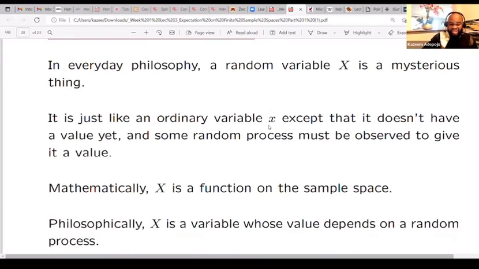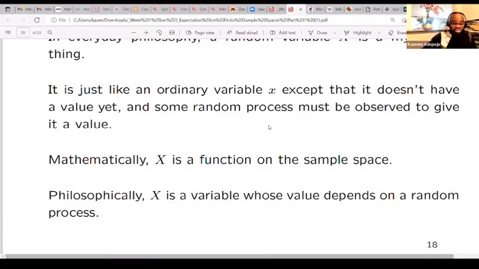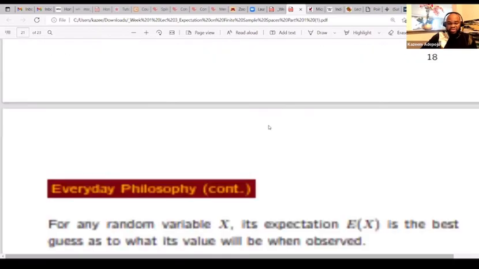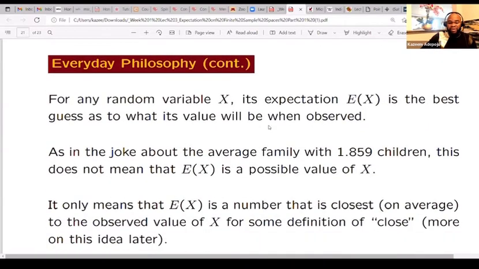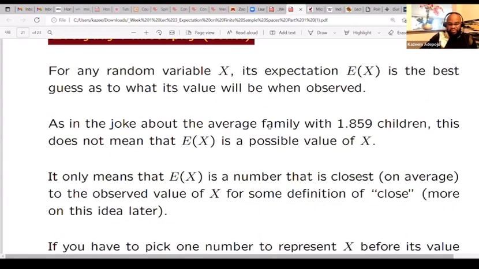Mathematically, a mathematician is going to say S is just a function on the sample space, which I showed you the other time. But philosophically, they're going to say S is a variable and its values depend on the random process. You need to perform an experiment repeatedly before you can actually observe that. That's what we mean.